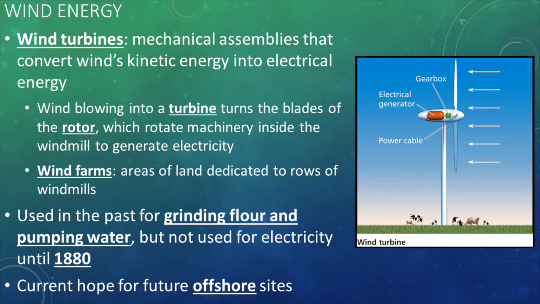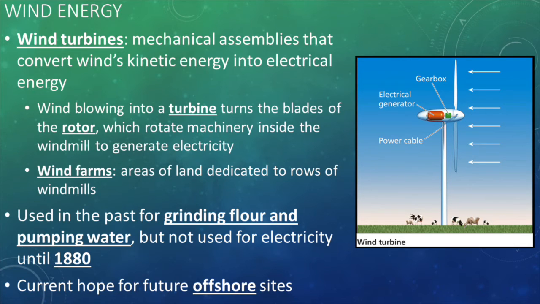So how do they work? Well, wind blowing into a turbine turns the blades of the rotor, which rotates machinery inside a compartment called a nacelle that sits atop a tall tower. Inside the nacelle are a gearbox and a generator, as well as equipment to monitor and control the turbine's activity. Turbines can be erected singly, but they're also often erected in groups called wind parks or wind farms.